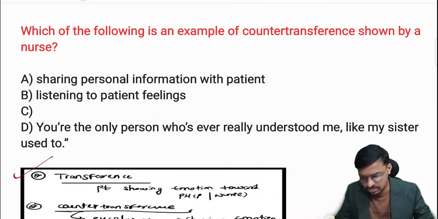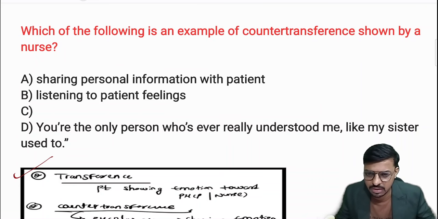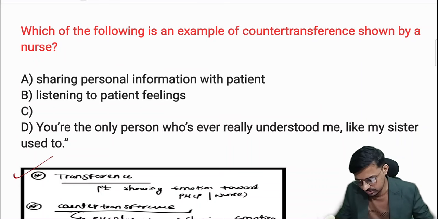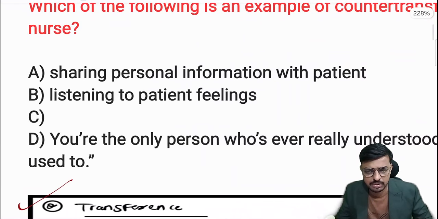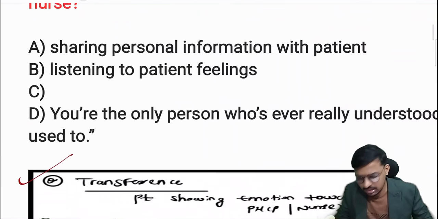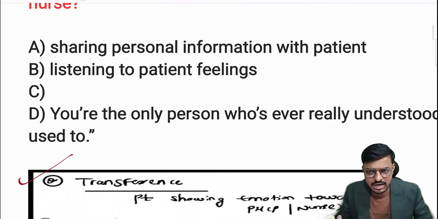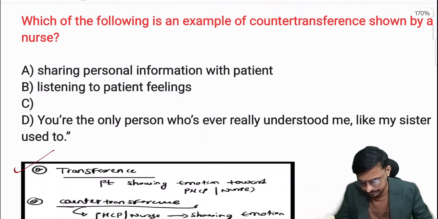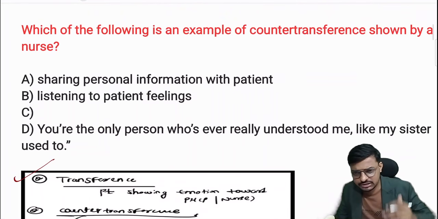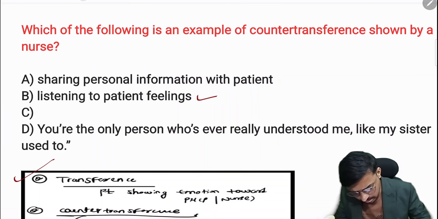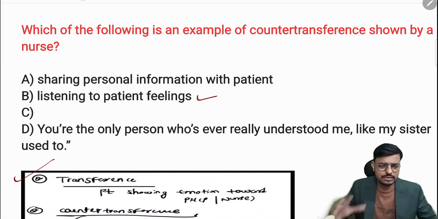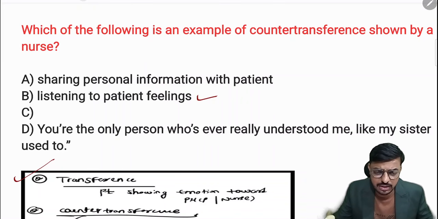Okay, so this was also a question in the exam. Which of the following is an example of counter transference shown by a nurse? In this question, many of you got confused, because both listening to the patient's feelings and sharing personal information with the patient were in the options. Beta, listening to the patient's feelings is a normal therapeutic thing. If the patient is expressing some feeling, we have to listen to it.